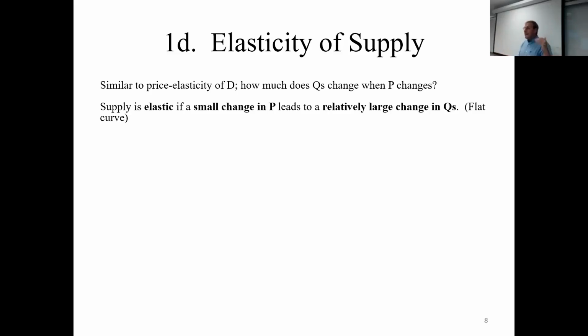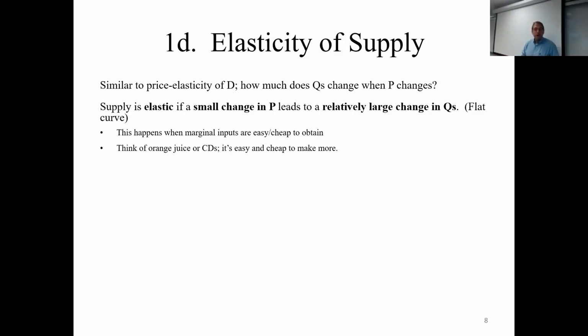It's going to be really easy for the record company to increase its quantity supplied in response to the price because it's so cheap to produce additional CDs, marginal CDs. Same thing with orange juice. If people suddenly decide they want a lot of orange juice, but they don't want to eat oranges anymore, it's really easy to convert the existing stock of oranges into orange juice.